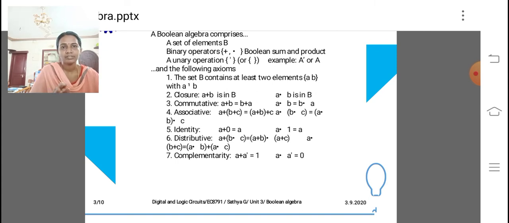So in this PPT I will just explain what the commutative, associative and distributive laws are. In the next class we will do some problems related to these laws. Okay, now I think it is clear about these theorems.